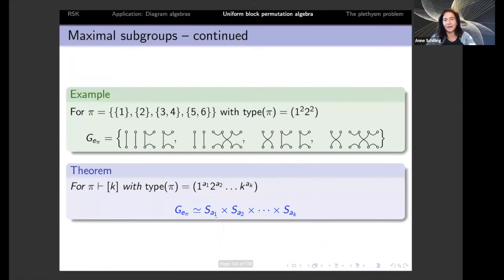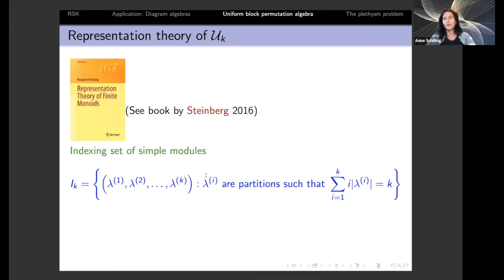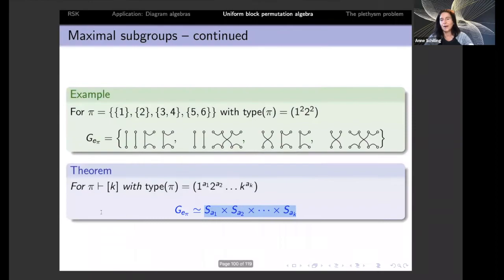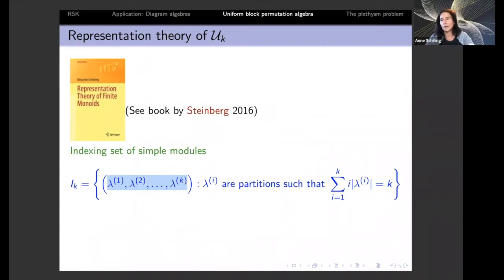So here we had a tensor product of just symmetric groups, and therefore the representations of the symmetric groups are indexed by partitions. If we have k, so here we have a product of k symmetric groups. So therefore, the indexing set of our uniform block permutation monoid is just a tuple of partitions. Okay, and then if you study this and you study the characters of this, here's just an example of the indexing set.